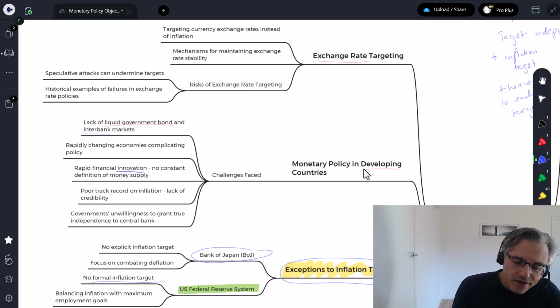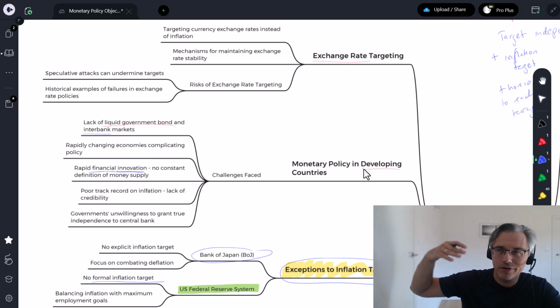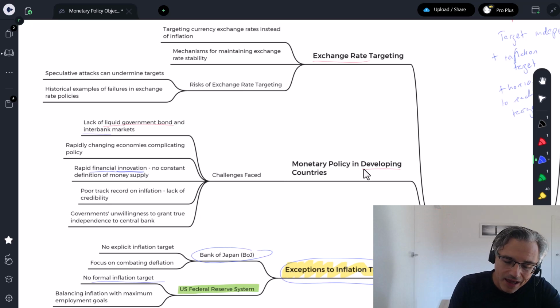There's a lot of innovation happening in these developing economies. People using financial channels which are not necessarily the traditional ones, and that also makes managing, especially money supply, very difficult. Often those countries will have a poor track record on inflation, meaning they previously ran at very high inflation levels, and people just don't trust that the central bank can manage the situation, so lack of credibility.